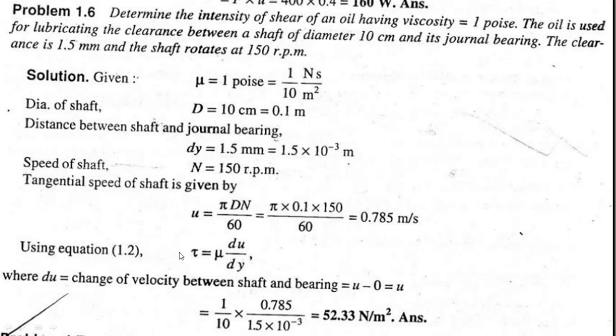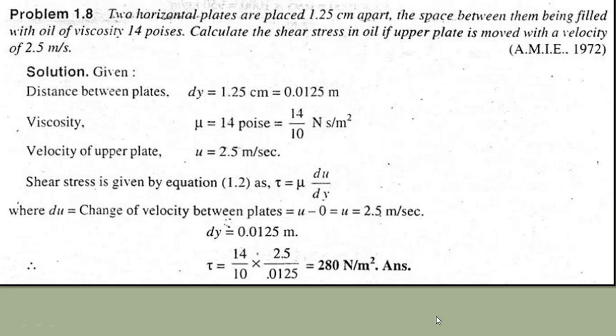Then using the equation tau is equal to mu into du by dy, where du is the change of velocity between shaft and bearing. So u minus 0 is equal to u. So tau is equal to 1 divided by 10 into, put the values, and you will get the answer. This will be the intensity of shear of the oil. Intensity of shear of oil, tau, is equal to 52.33 Newton per meter square.